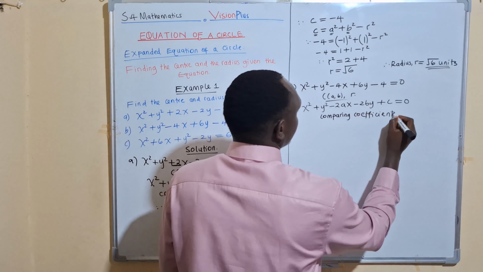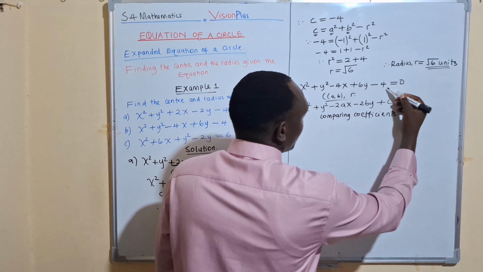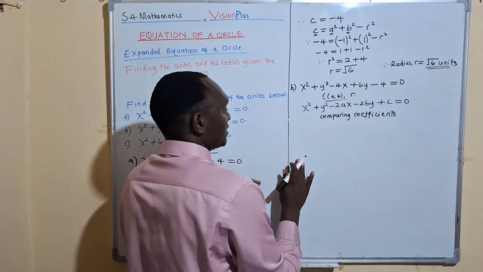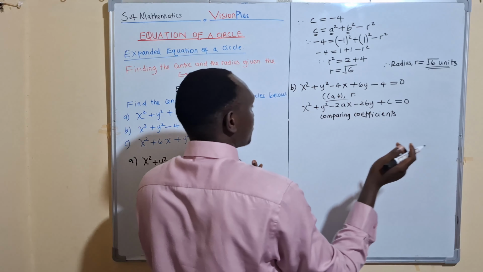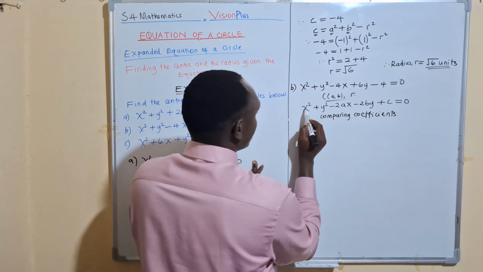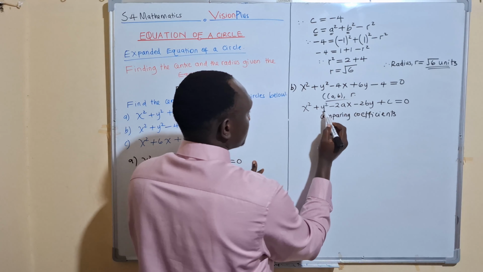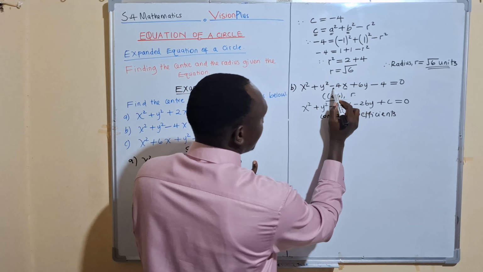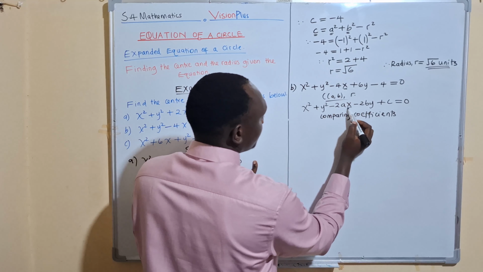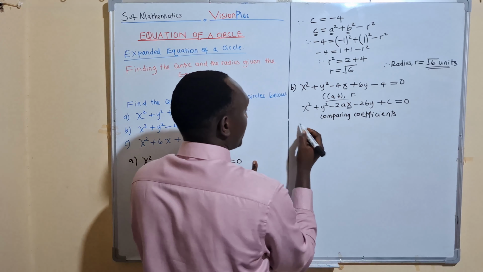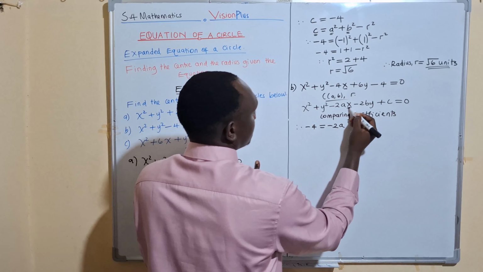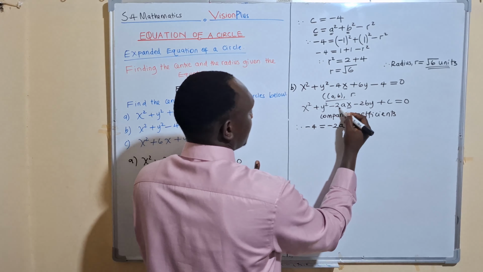Why are we saying terms? Because at some point we shall compare terms, but at some point we compare coefficients. So you can say comparing terms, comparing coefficients. So x squared corresponds to x squared, y squared corresponds to y squared. That means the coefficient of x, which is negative 4, will correspond to the coefficient of x here, which is negative 2x. Therefore, negative 4 equals to negative 2a. Yes, it is not 2x, it is just negative 2a.